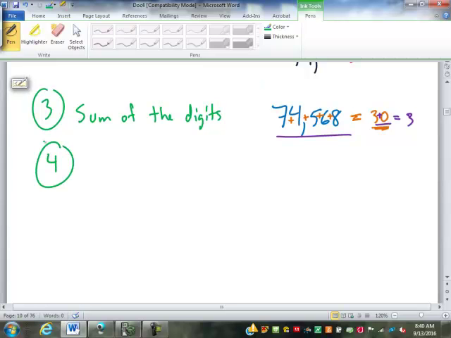To tell if something's divisible by 4, it's not really that important, because if something's divisible by 4, I can just divide by 2 twice, and I've divided it by 4. But there is a rule for 4. It involves the last 2 digits of the number.